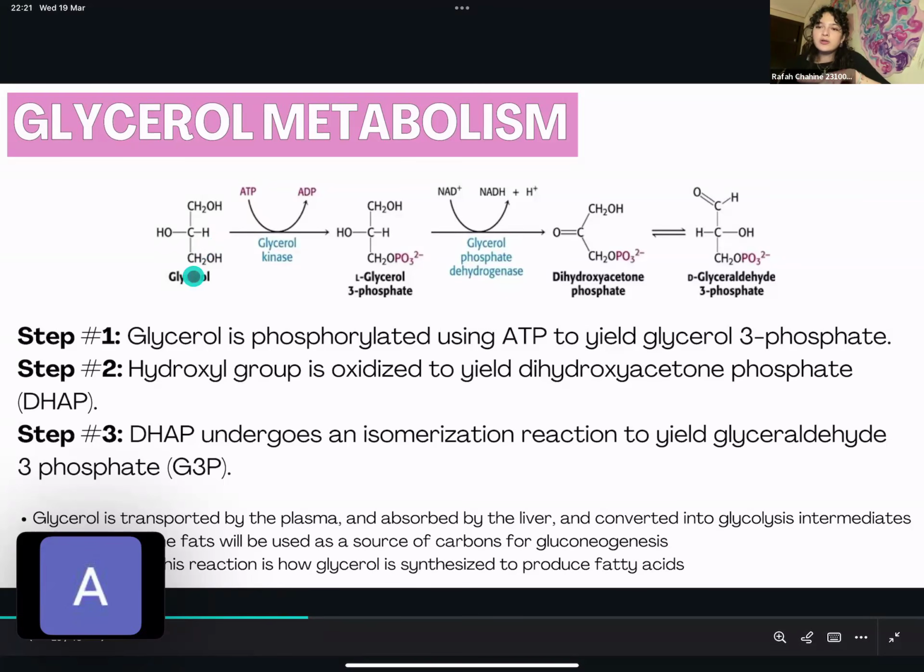So glycerol is going to get converted into glycerol 3-phosphate with the help of glycerol kinase. What is the glycerol kinase going to do? It is going to phosphorylate glycerol using the help of ATP. So we added this phosphate.